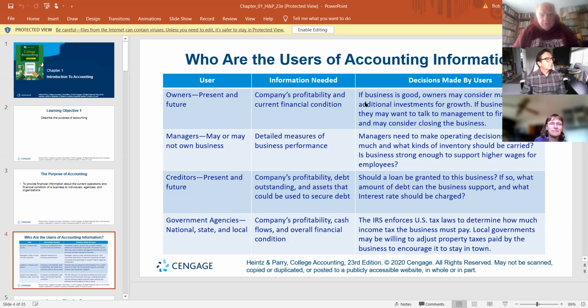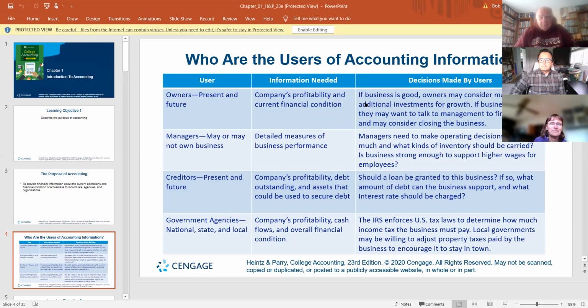When I say internal, ownership. They want to know if the company's making business, what's the financial condition of the company? Are we in a position to expand, perhaps? Do we need to eliminate a product line? This is the type of financial information that the owners are interested in.